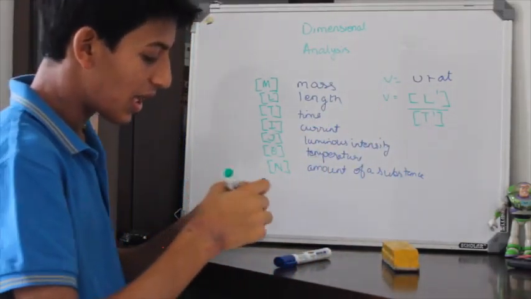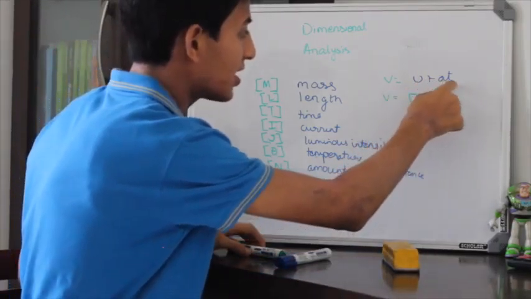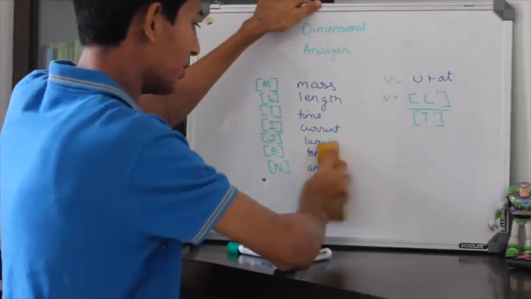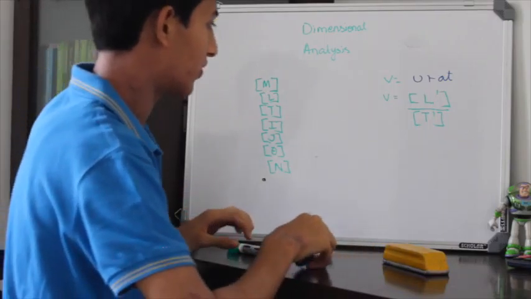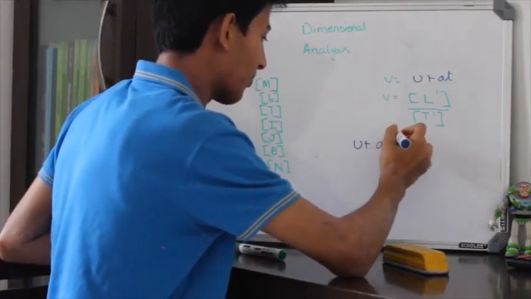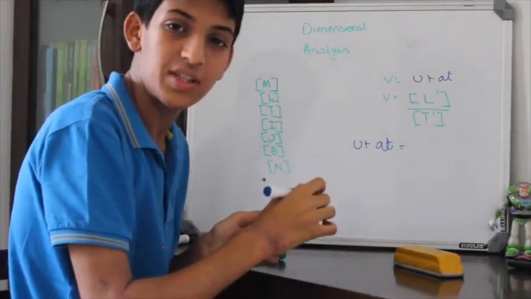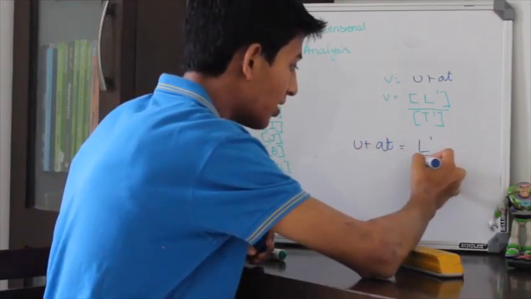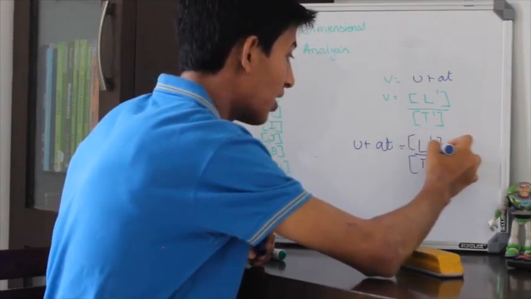Now let's have a look at the dimensions of the other side of the equation. I'm going to erase this. Let's just keep the list of dimensions over here. Now u + at is equal to, now what's the dimension of u? u is nothing but the initial velocity. So u will also be the dimension of L by the dimension of time. Don't forget the square brackets.